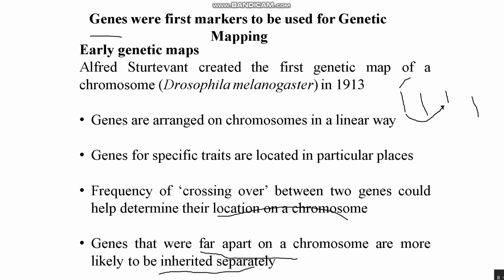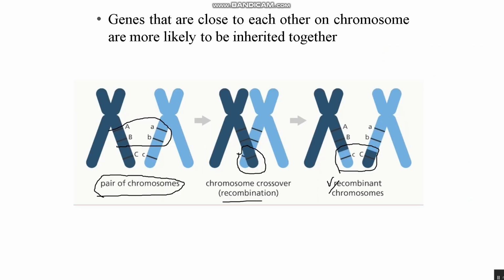The frequency of crossing over between two genes determines the location on the chromosomes. Genes that are far apart on the chromosomes are more likely to be inherited separately. Like this, these two genes are very close to each other, so they are not separated, they are not shuffled.